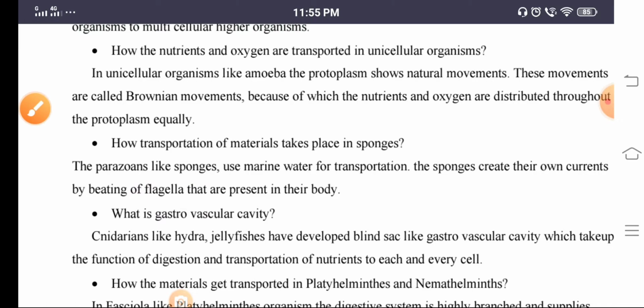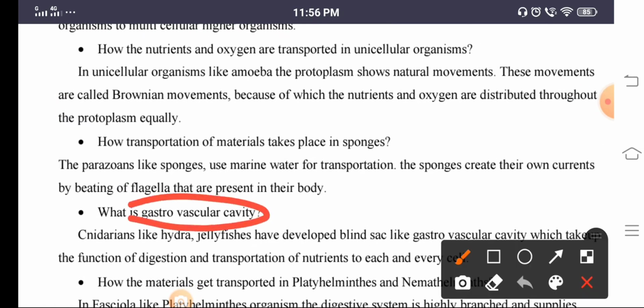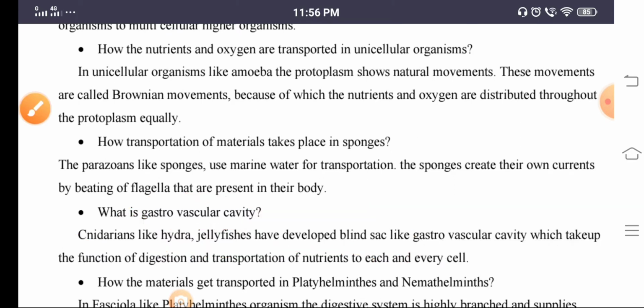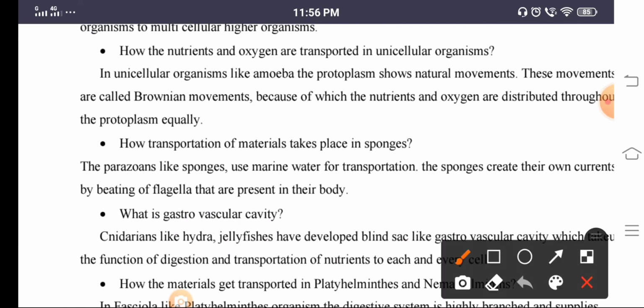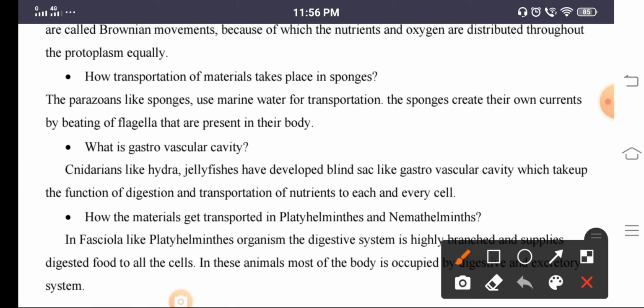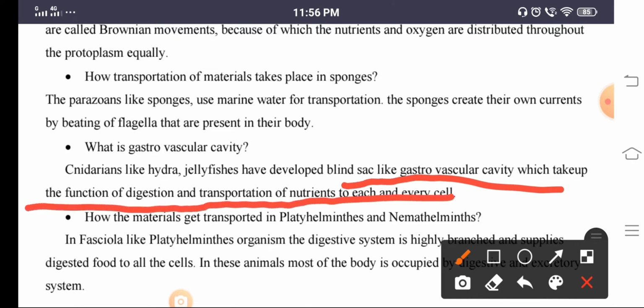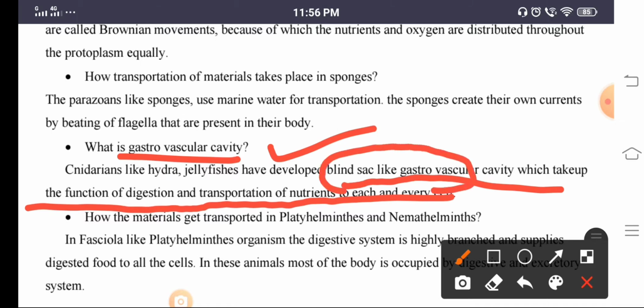Next, let us go to the gastrovascular cavity. The gastrovascular cavity, seen in cnidarians like hydra and jellyfish, is a blind sac-like structure, a cavity which takes up the functions of digestion and transport of nutrients to each and every cell. This is most important. What is the gastrovascular cavity? This is hydra and jellyfish, and this sac-like cavity carries materials from one place to another.